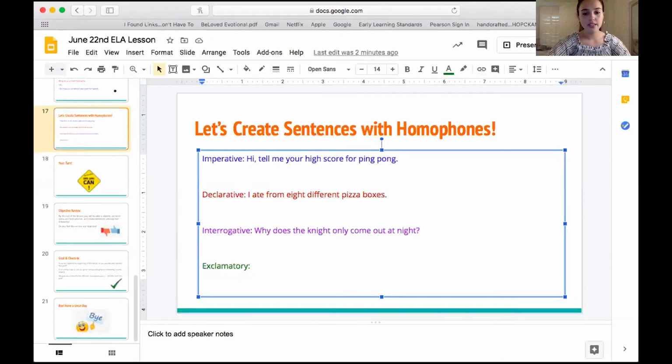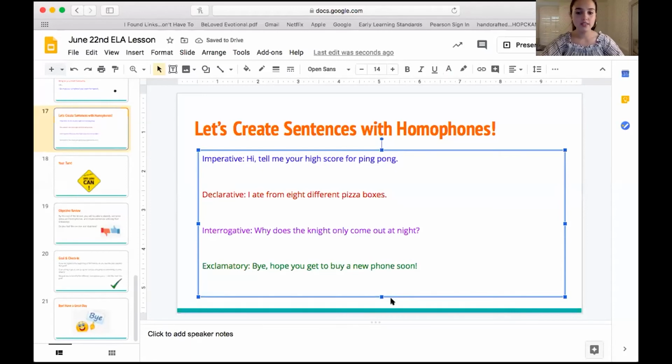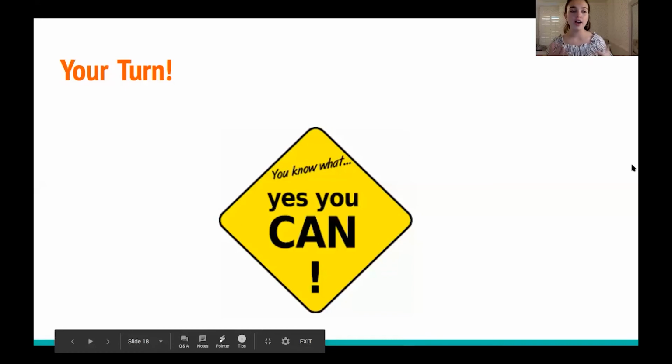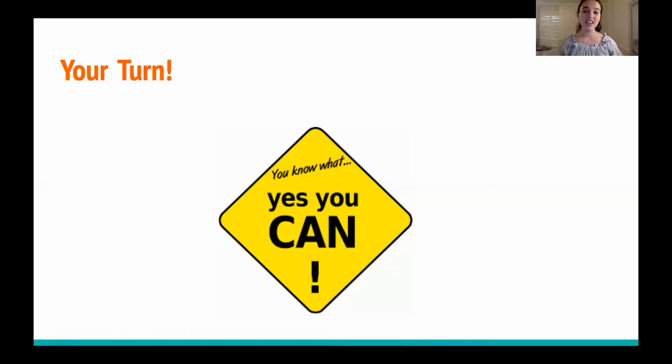All right, I am going to share my screen with you so you can see. So we are going to say, bye, hope you get to buy a new phone soon. Perfect. There are our four sentences that we created together. Now, I actually want to allow you guys to set a timer once more. So if you have a clock or a timer, go ahead and look at that and try your own sentences. Maybe I would say build four sentences with homophones. Try every different kind of sentence, but this is your time now to go ahead and pause the video and try it out.